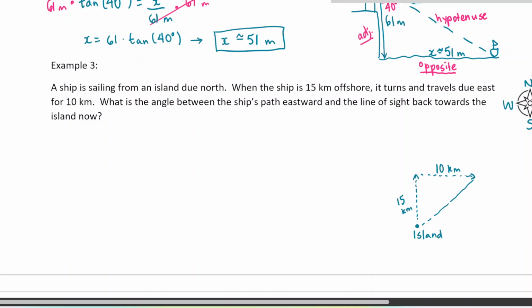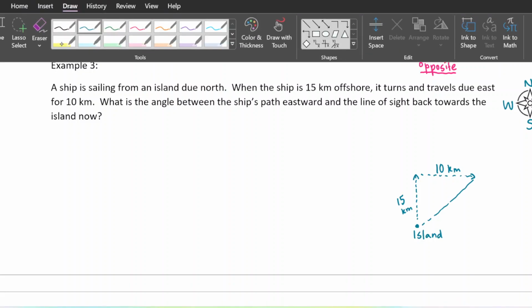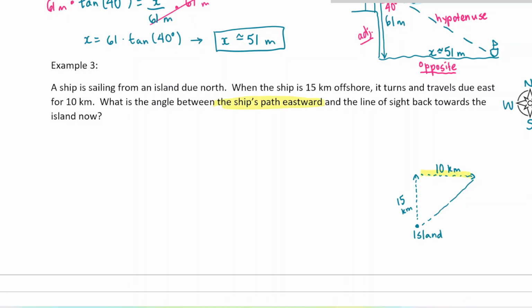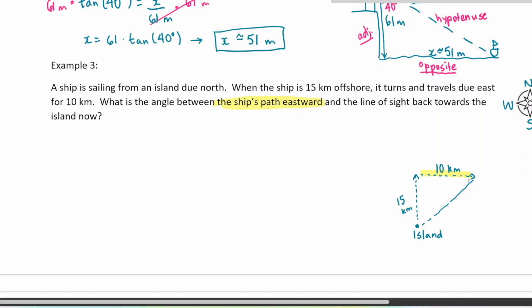So we are trying to find the angle between the ship's path eastward. So I'm going to highlight that. And the line of sight back to the island now. So here's the ship. The line of sight back to the island would be the line that you would look back towards the island along. So the angle between the blue and the yellow lines there. So of course we are looking for this angle.